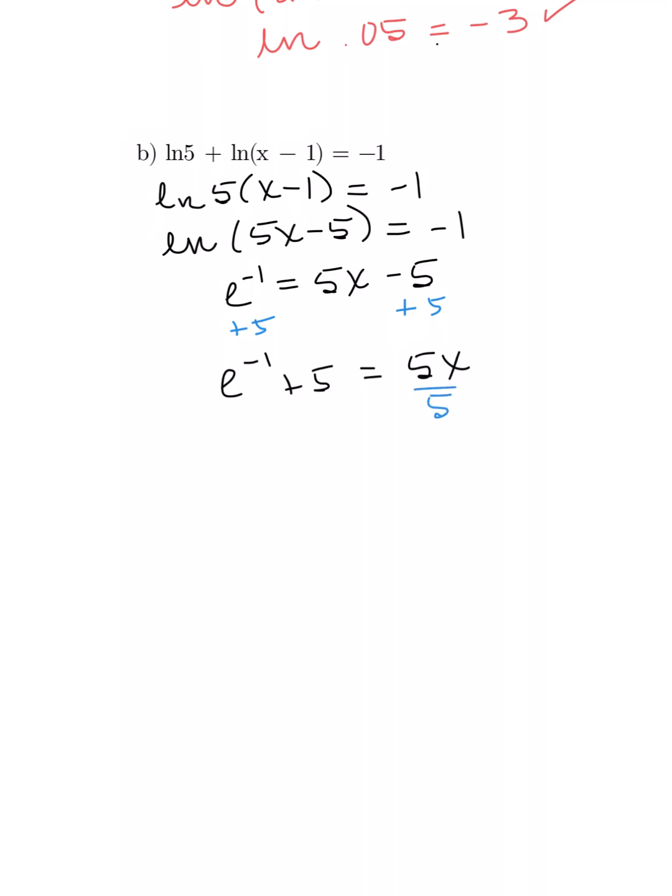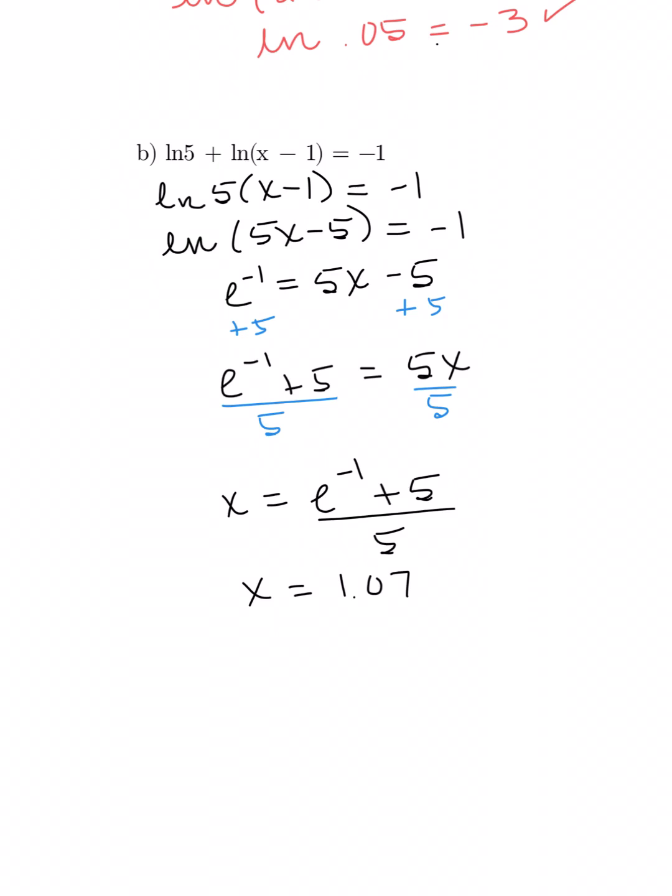Divide both sides by 5, and we now have x equals e to the -1 plus 5 divided by 5. Put that into your calculator and you get an answer of 1.07 rounded to the 100th place.